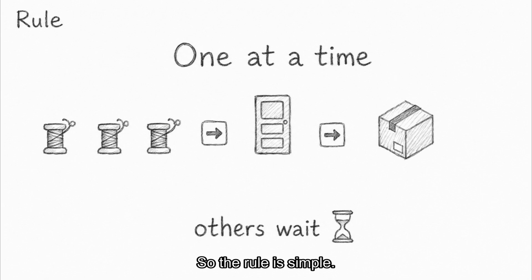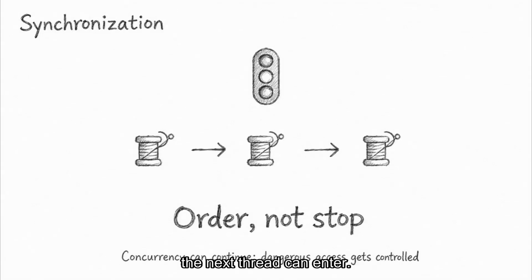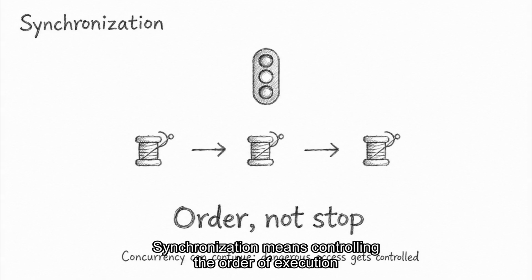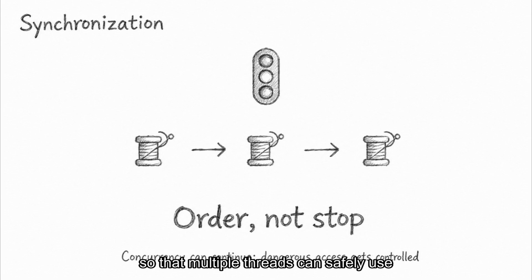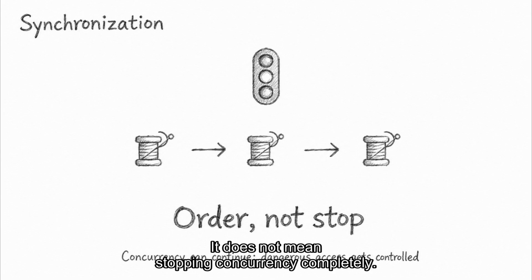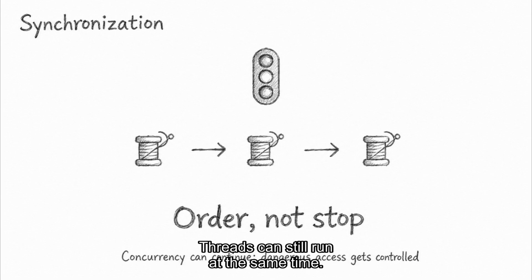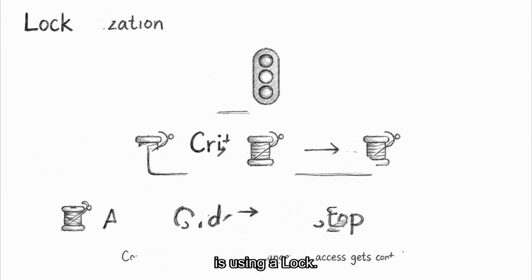So the rule is simple. Only one thread should enter the critical section at a time. If one thread is already inside, the other thread must be waiting. When the first thread finishes, the next thread can enter. This idea is called synchronization. Synchronization means controlling the order of execution so that multiple threads can safely use shared resources. It does not mean stopping concurrency completely. Threads can still run at the same time, but when they access important shared data, they must follow a safe order. So one common way to solve this problem is using a lock.